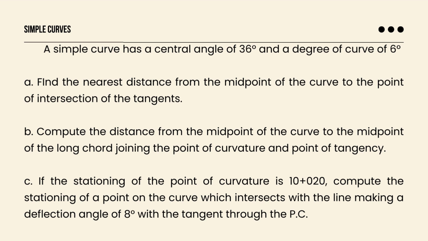degrees. A. Find the nearest distance from the midpoint of the curve to the point of intersection of the tangents. B. Compute the distance from the midpoint of the curve to the midpoint of the long chord joining the point of curvature and point of tangency. C. If the stationing of the point of curvature is 10 and 020, compute the stationing of a point on the curve which intersects with a line making a deflection angle of 8 degrees with a tangent through the PC.